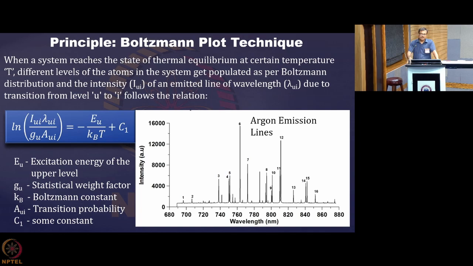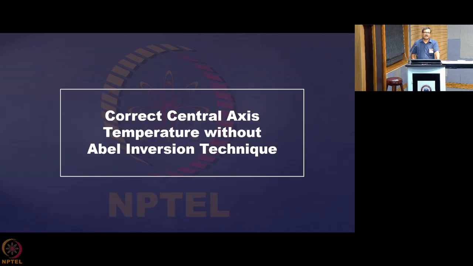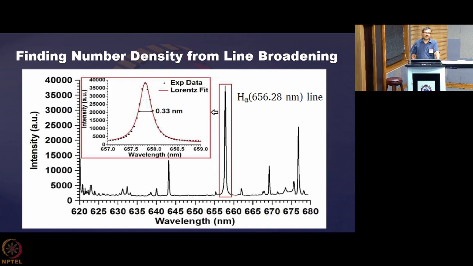So why does this width originate, this line broadening? Ideally this should be just a line, but in practice what you find is that it has a certain width. There are many mechanisms by which these lines get broadened. We will be discussing that, and one of them is the Stark broadening that occurs due to the electric field that is present inside the plasma.